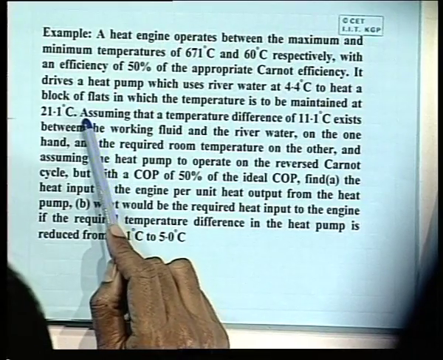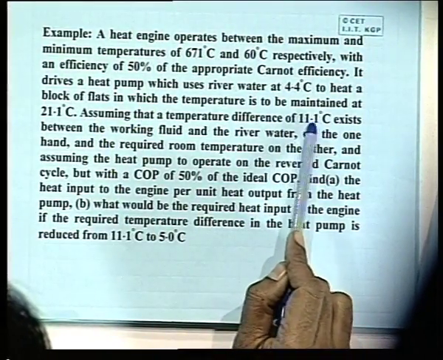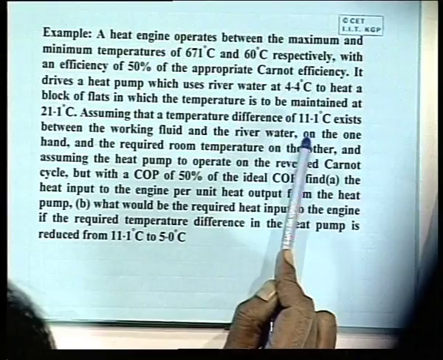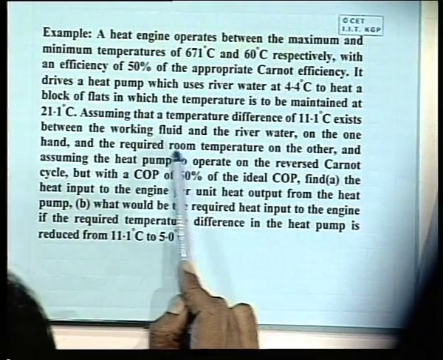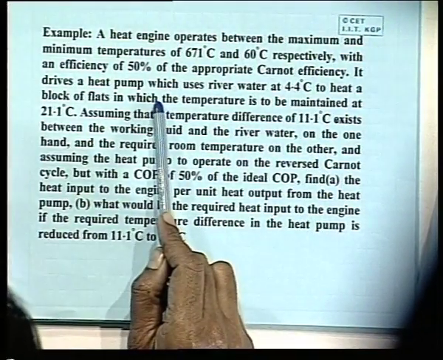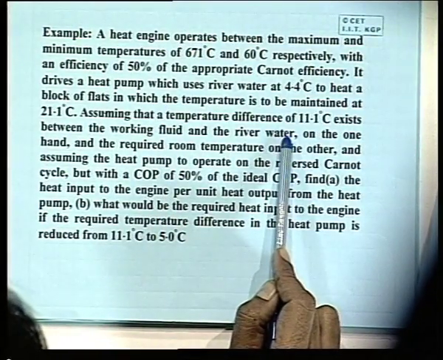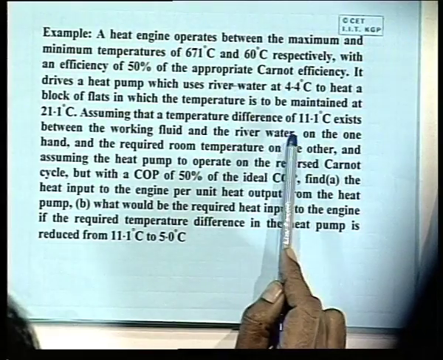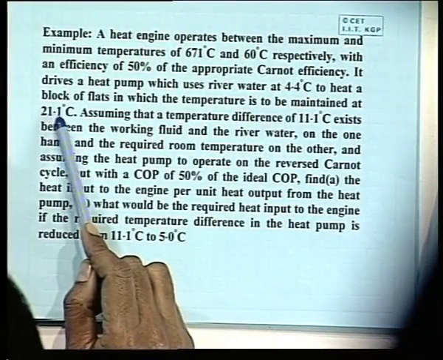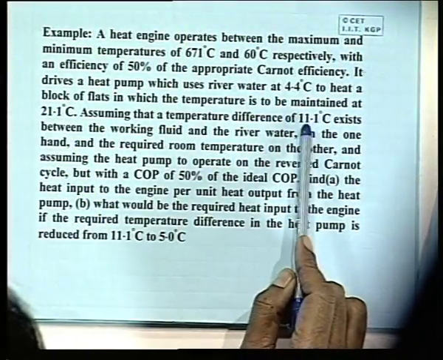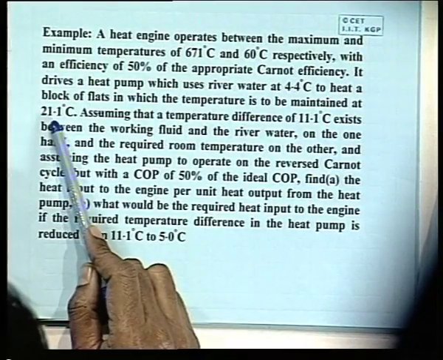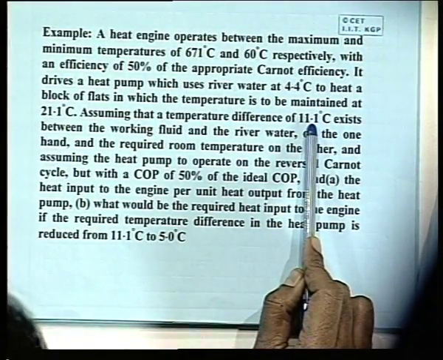Apart from that, there is another thing: assuming that a temperature difference of 11.1 degrees Celsius exists between the working fluid, which is very important, and the river water on the one hand and the required room temperature on the other. That means, when the heat pump operates, the temperature of the working system executing the cycle when it takes heat is not 4.4 degrees. Similarly, when it delivers heat, it is not 21.1 degrees. The difference between the temperature of the working system in the heat pump and the thermal reservoirs on both sides is 11.1 degrees Celsius.